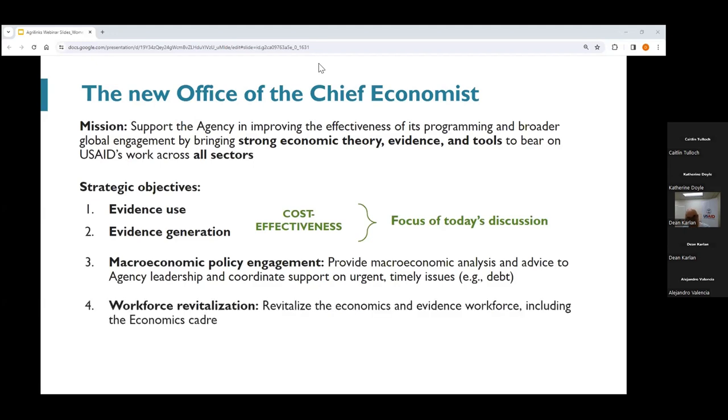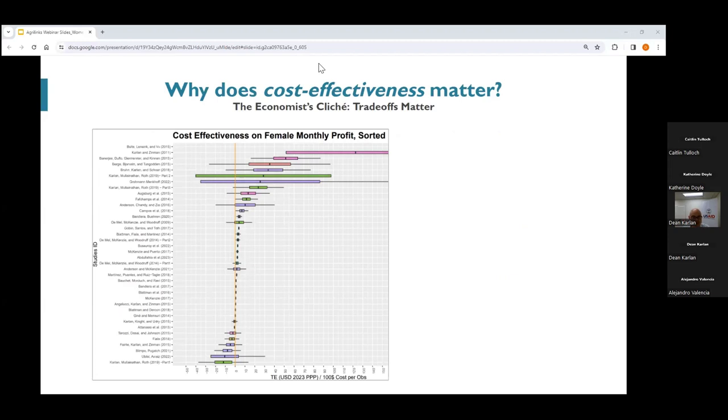And fourth, as a cross-cutting enabler of the first three strategic objectives, we are working to revitalize the economics and evidence workforce within USAID. So why in the Office of the Chief Economist, OCE, do we care so much about cost-effectiveness and want to support the agency in using this lens more?